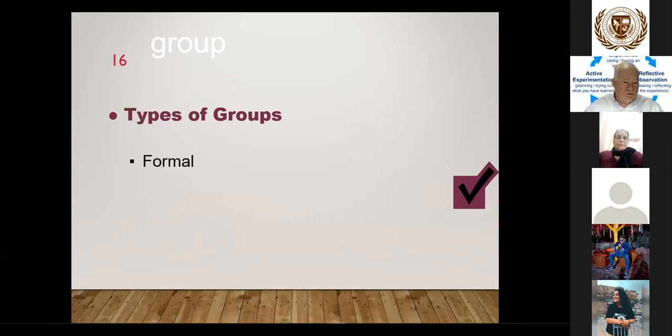We have formal groups. An example of a formal group is what we are doing right now. We are here for a reason at a proposed time and for a proposed reason with a common purpose already built in. Other examples of formal groups would be meetings, when you're called into meetings, or community activity, churches, different things like that. Those are examples of formal groups.